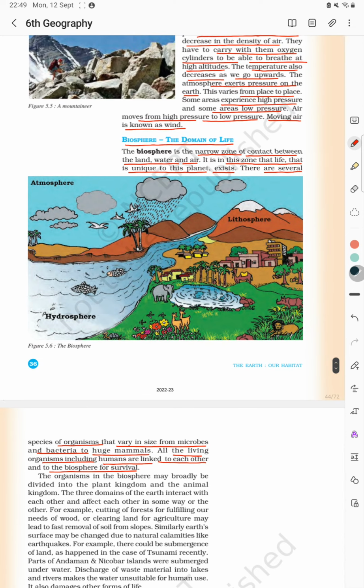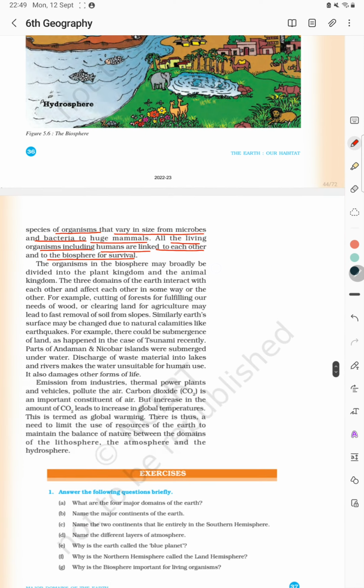So basically, here lithosphere is there, atmosphere is there, hydrosphere. This narrow zone is known as biosphere, where organisms, plants, mammals, where life is possible. The organisms in the biosphere may broadly be divided into plant kingdom and the animal kingdom. The three domains of the earth interact with each other and affect each other in some way or the other.